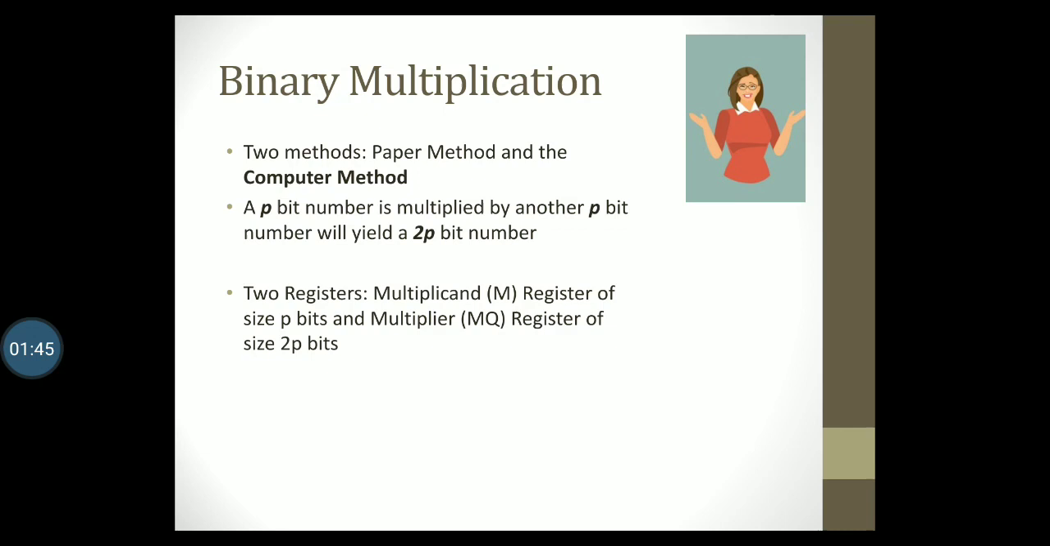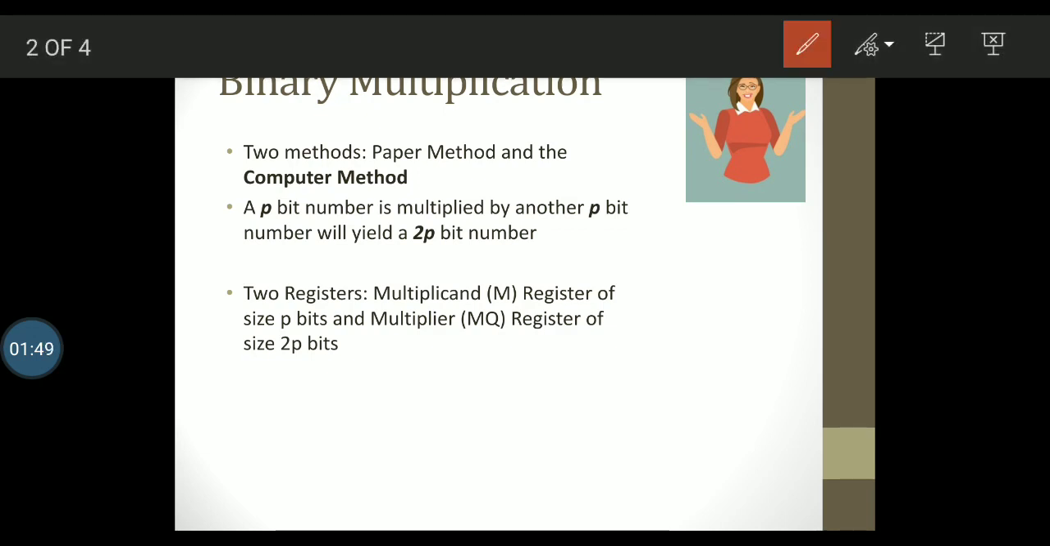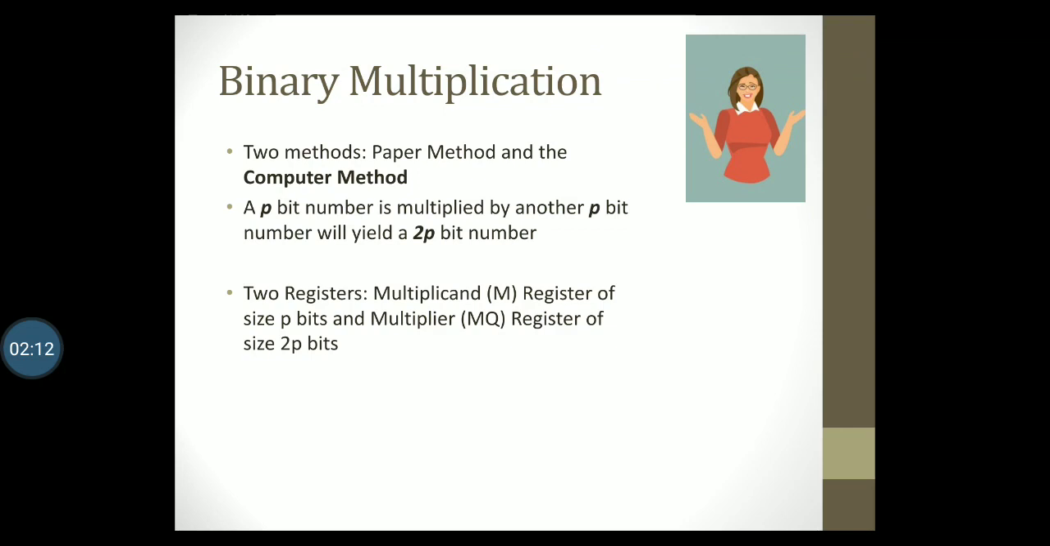So in this computer method, we make use of two registers, a multiplicand register labeled as M and a multiplier register labeled as MQ. M register is p bits in size and MQ register is 2p bits in size. So it is obvious from here that the MQ register will store the final answer of multiplication.